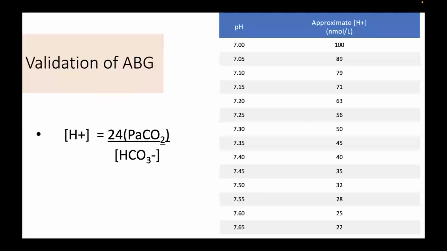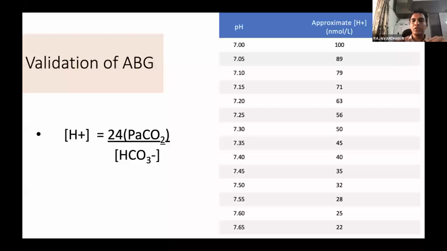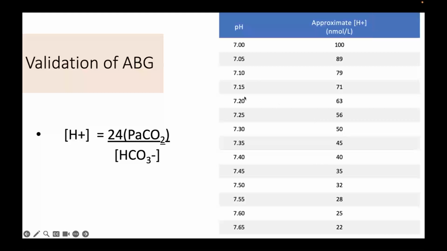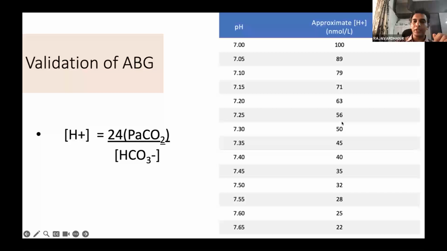Whenever they give a pH, first thing is you should calculate the approximate H plus concentration. There's a tabular column which is given in most of the books. Another thing easier to remember: you start with 7.40, which is 40. For 7.30, it's 50. For 7.2, it's 60. Initially, the first two decrease by 10-10. Then onwards, it will change by 20-20, like 80, 100. This is one of the simpler ways to remember.